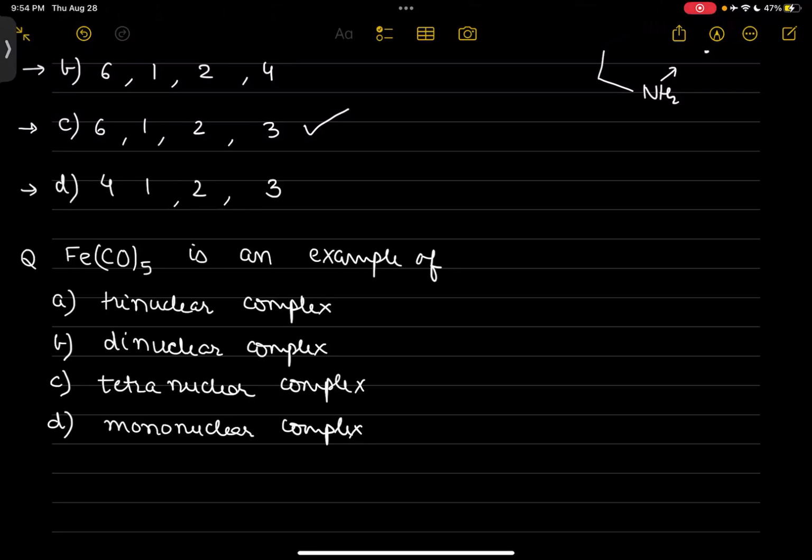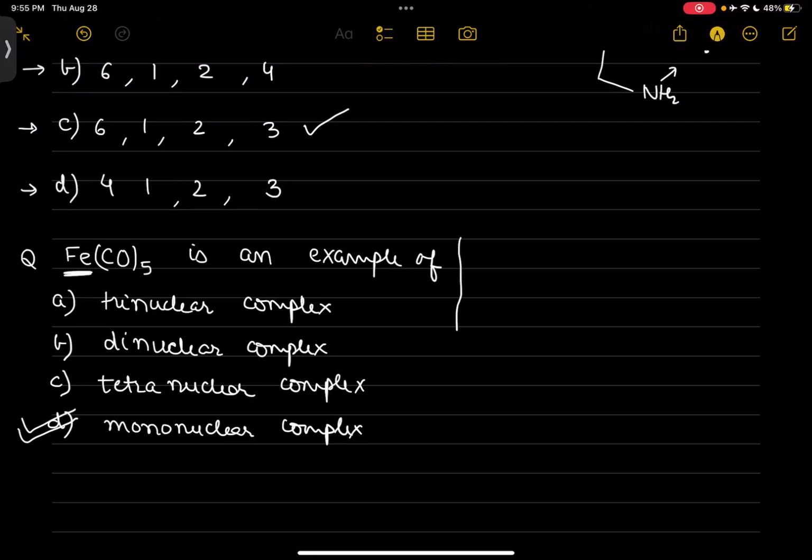How many metal ions are there? Mononuclear. Yes, mononuclear. Why? This actually tells us about the number of metal ions. Got it? The nuclear means, okay, so just focus on the metal ions within the square bracket. So this is a mononuclear complex. Is it clear or not? Yes. Right?